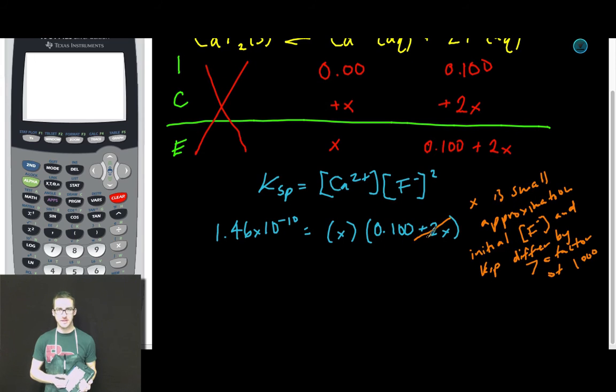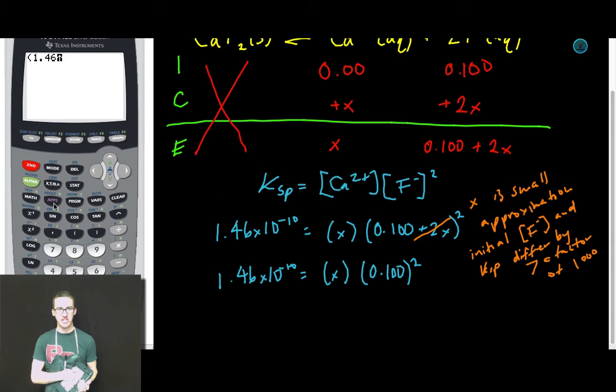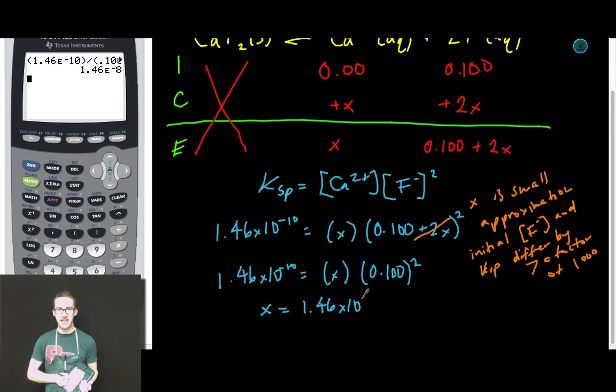Notice how that's going to make this problem a heck of a lot easier. Don't forget to square it. Jump to your calculator. 1.46 second E negative 10, close parentheses, divide by parentheses 0.100 close parentheses squared. Answer: x equals 1.46 times 10 to the minus 8 molar. Molar solubility of calcium fluoride.